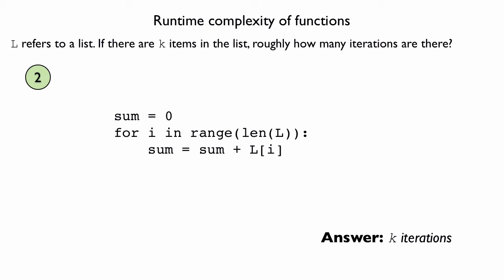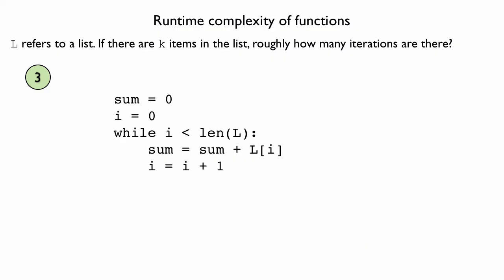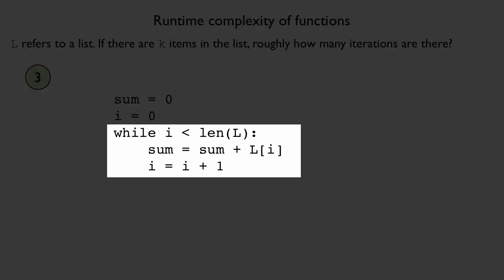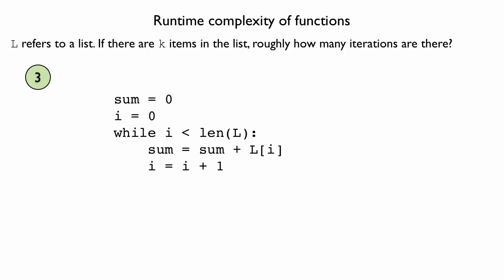In fact, function 1 and function 2 are equivalent in what they do. It's just that one loops over the elements in the list and the other loops over the indices in the list and gets the elements after. Function number 3 actually does the exact same thing as well. It uses a while loop to go over all the indices in the list, starting at 0, adding 1 every time, and going all the way to the length of the list minus 1. This while loop will have k iterations as well.